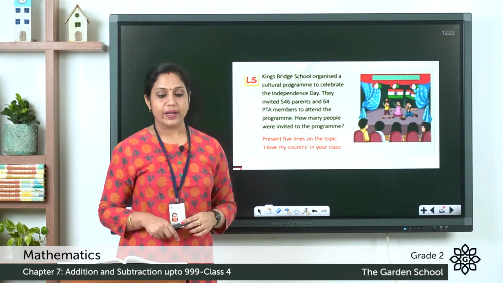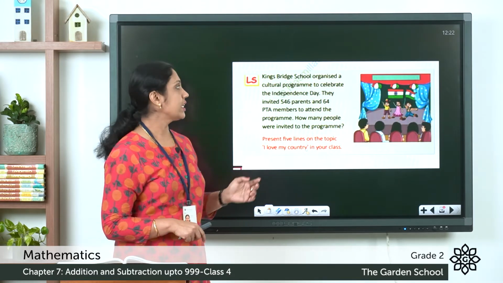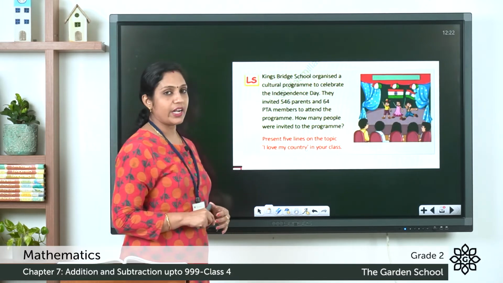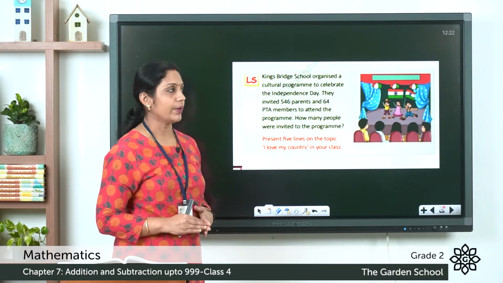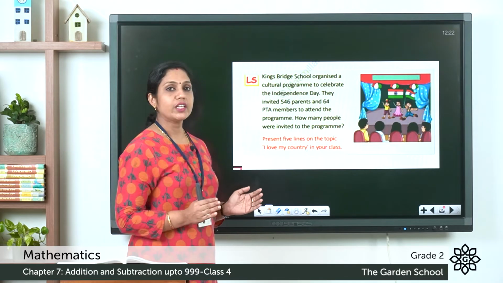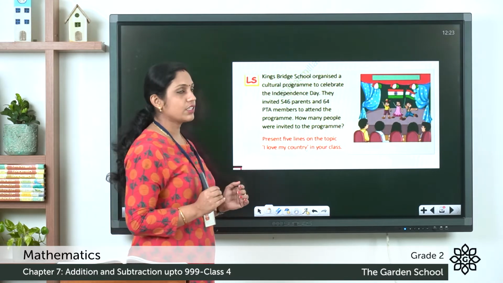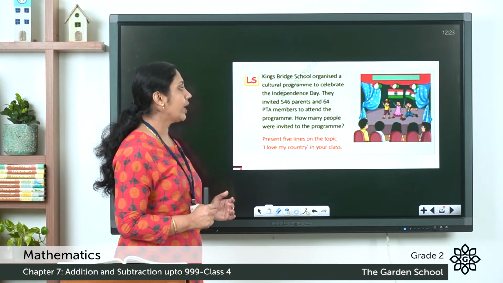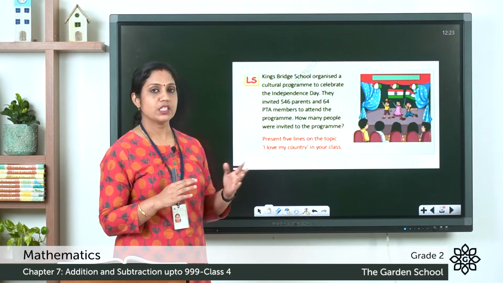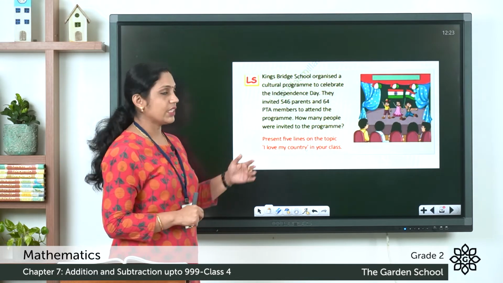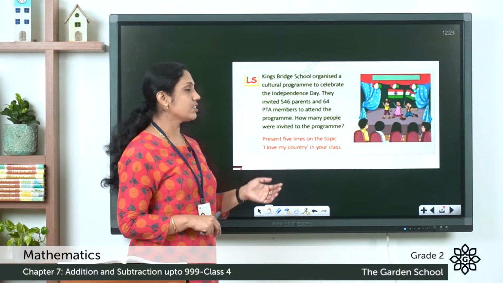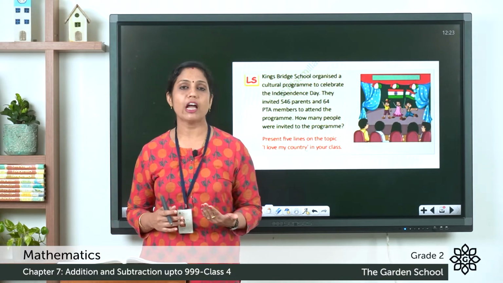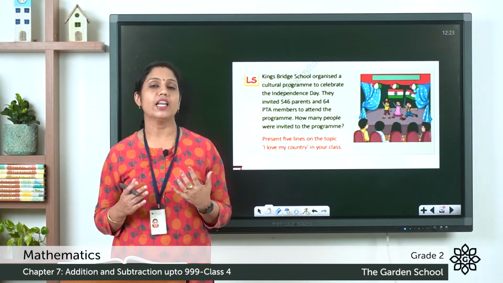In your textbook, page number 100, you can see this question. Kingsbridge School organized a cultural program to celebrate the Independence Day. They invited 546 parents and 64 PTA members to attend the program. How many people were invited to the program? So this is the question. Below that you can see, present 5 lines on the topic, I love my country in your class. So you have to write 5 lines about I love my country.